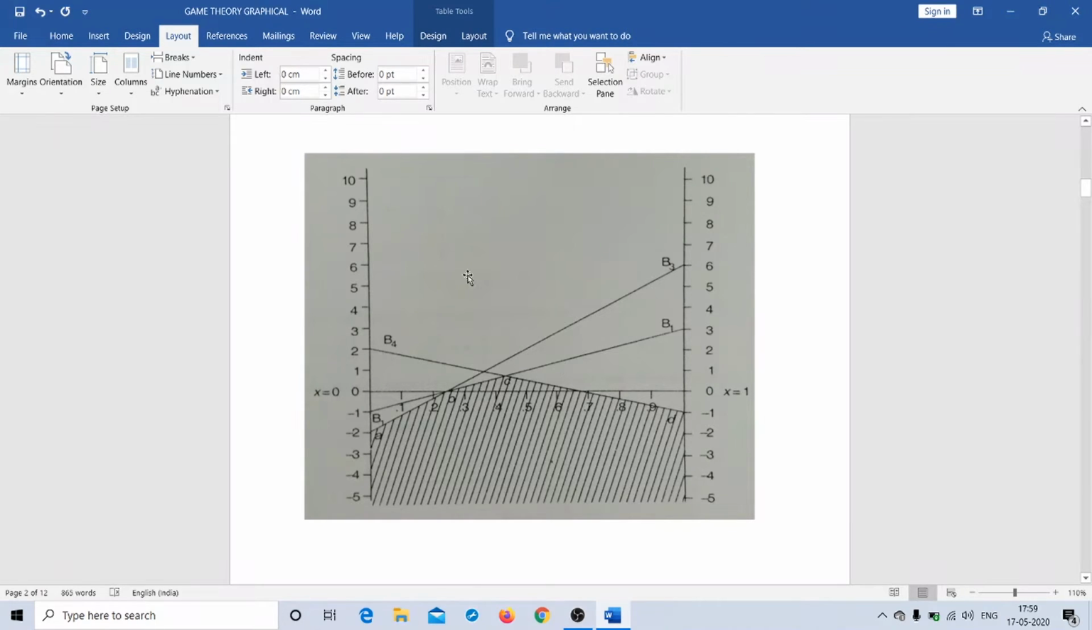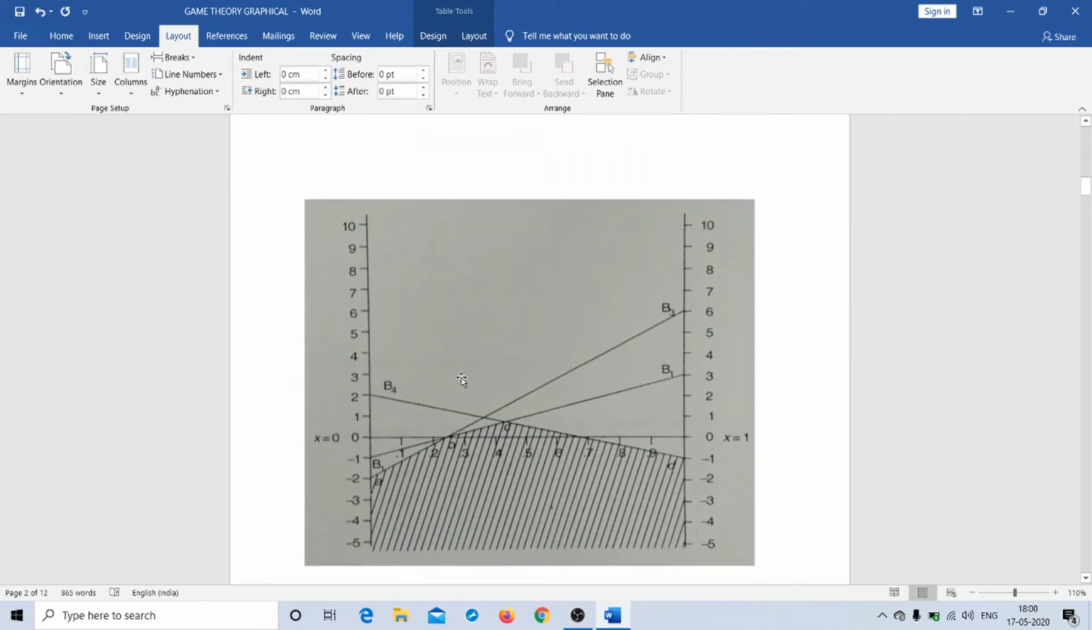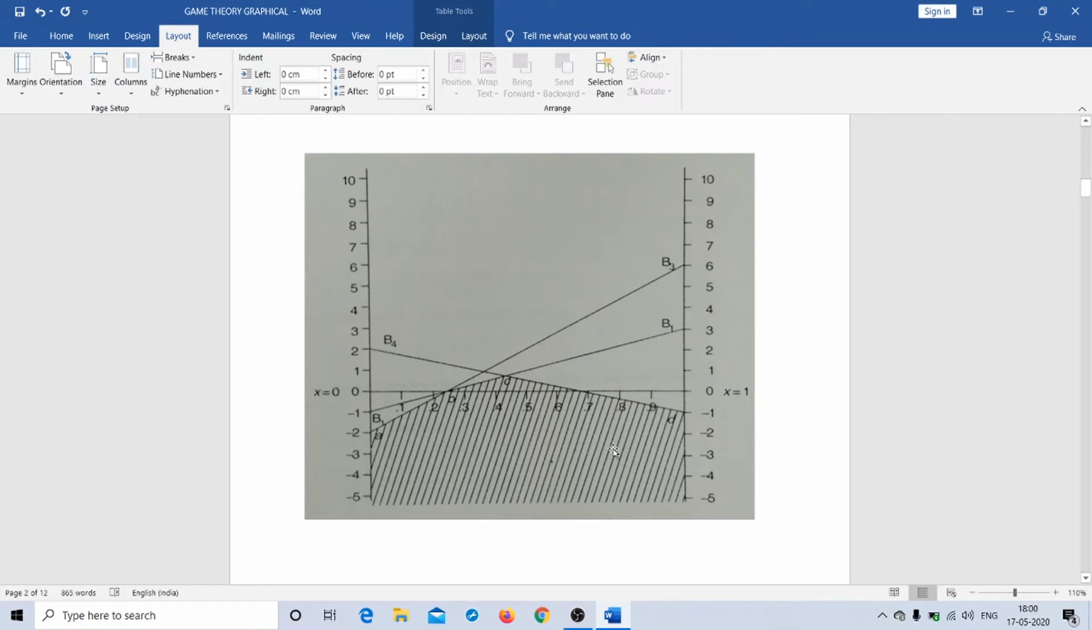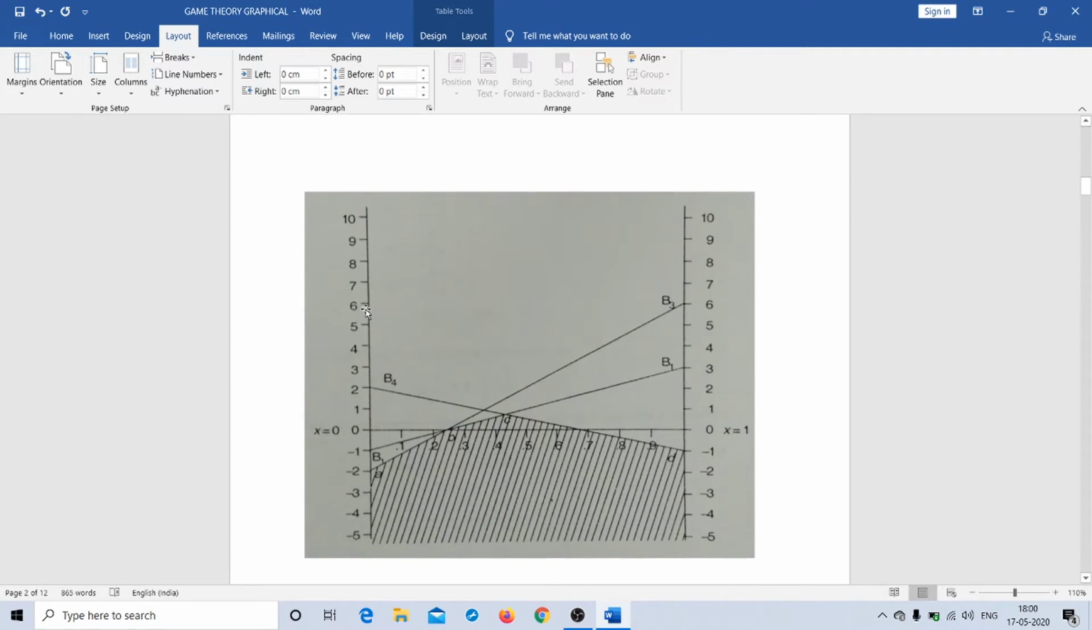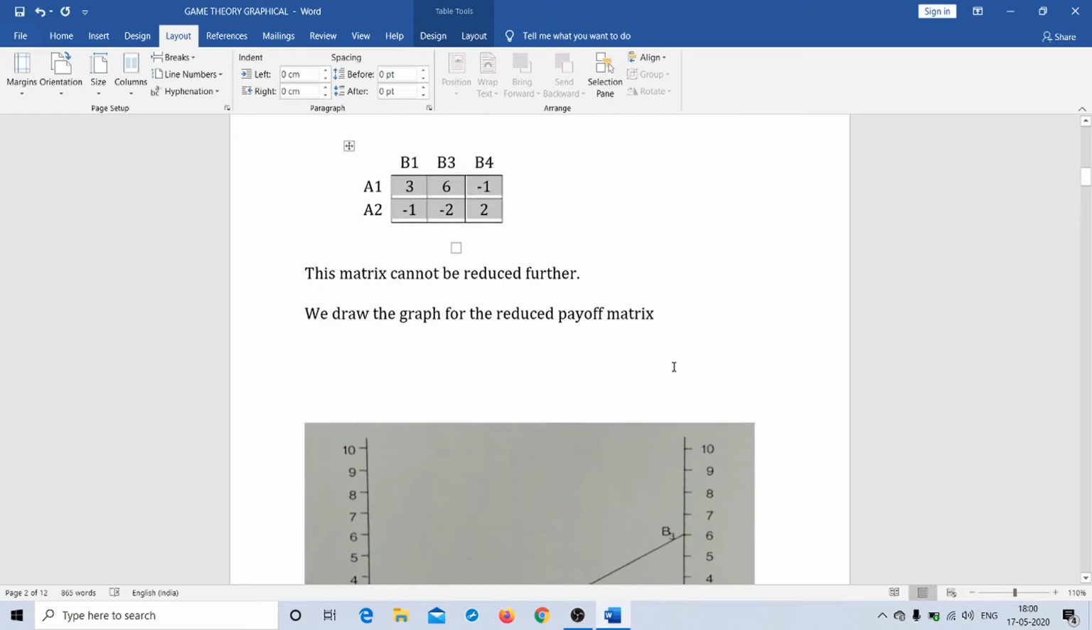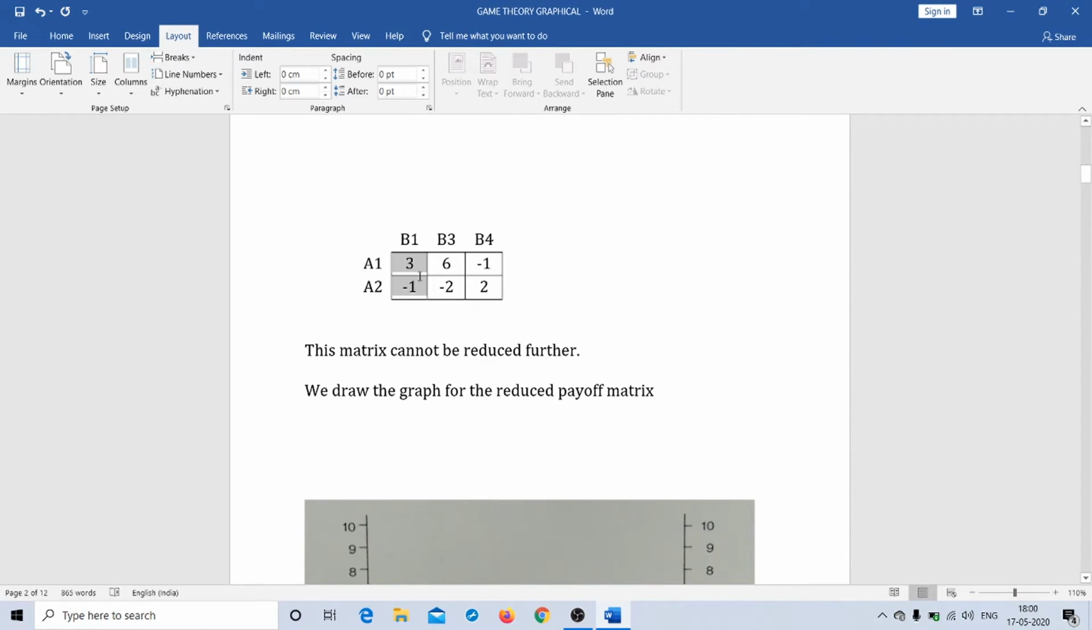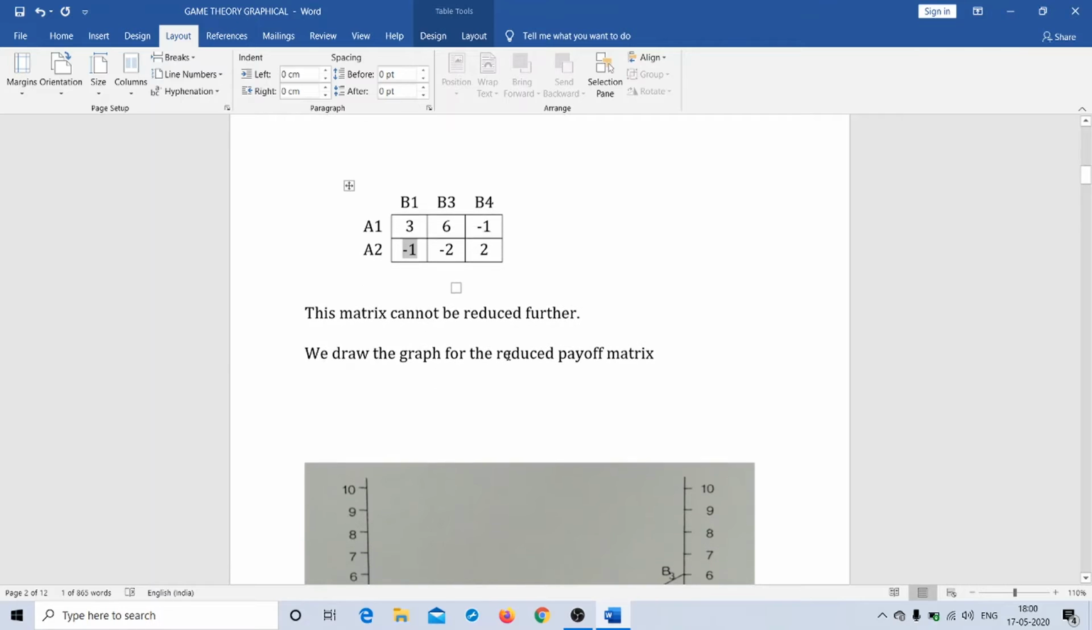Now actually you have to draw this approach using graph sheets. You have to kindly excuse me, I was running out of graph sheets, so I just drew it on a piece of paper, scanned it and I'm uploading it here. So let us see how we draw the lines. Left side is A2 and the right side is A1. Now look at your reduced matrix. For the B1 strategy, I have the value of A1 as 3 and the value of A2 as minus 1. So I have 3 and minus 1 for the B1 strategy.